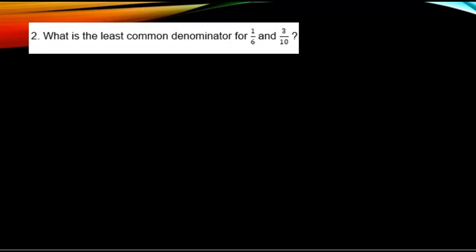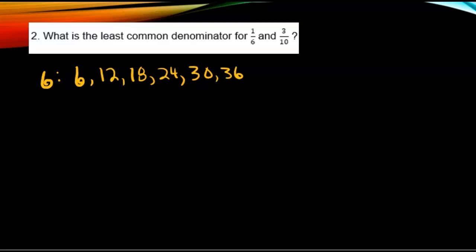Question number 2 asks you the same thing. What is the least common denominator for 6 and 10? So let's start listing multiples of 6. You can look at your multiplication chart and see that you start with 6, and then 12, 18, 24, 30, 36. I think we can stop.